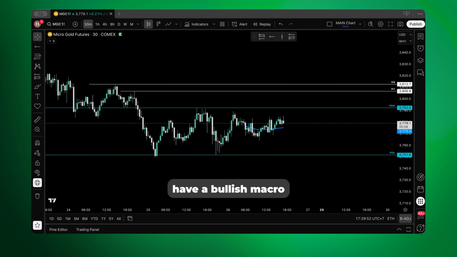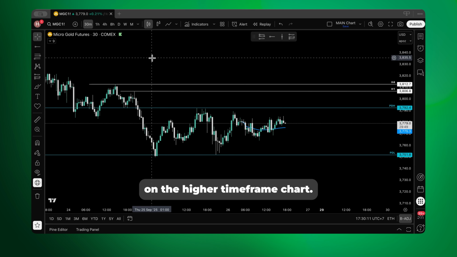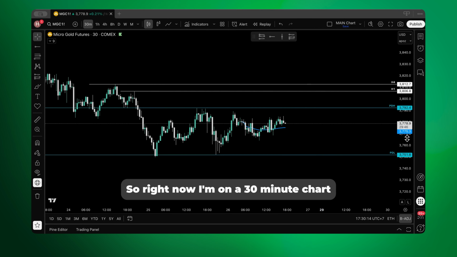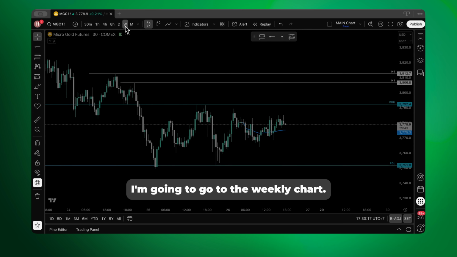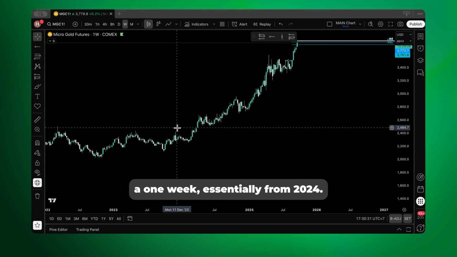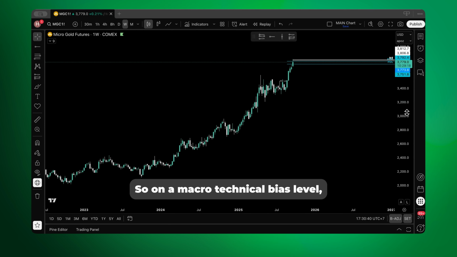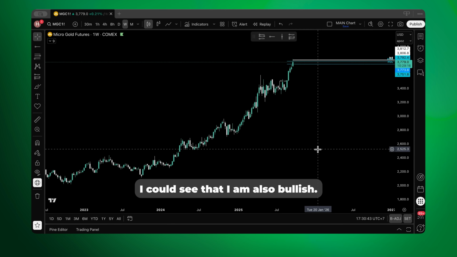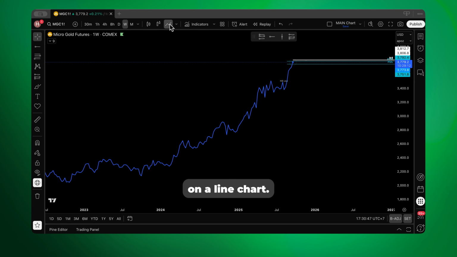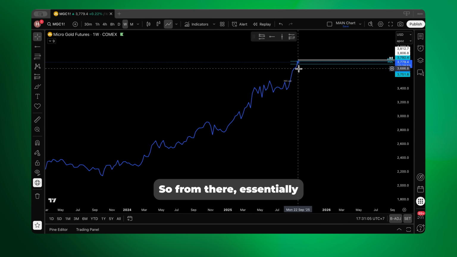So if I have a bullish macro fundamental bias on gold, then I'm looking for a macro technical bias to match my fundamental, right? So the way to do it is that I like to go on the higher time frame chart. So right now I'm on a 30-minute chart for gold futures. I'm going to go to the weekly chart. So now each of these candles represents 1 week. Essentially from 2024, we are on this really bullish run on gold, right? So on a macro technical bias level, I could see that I am also bullish. You could also look at this on a line chart. What do you guys see? That we are constantly going up here on gold. So from there, essentially what I'm looking for is just my entry triggers.